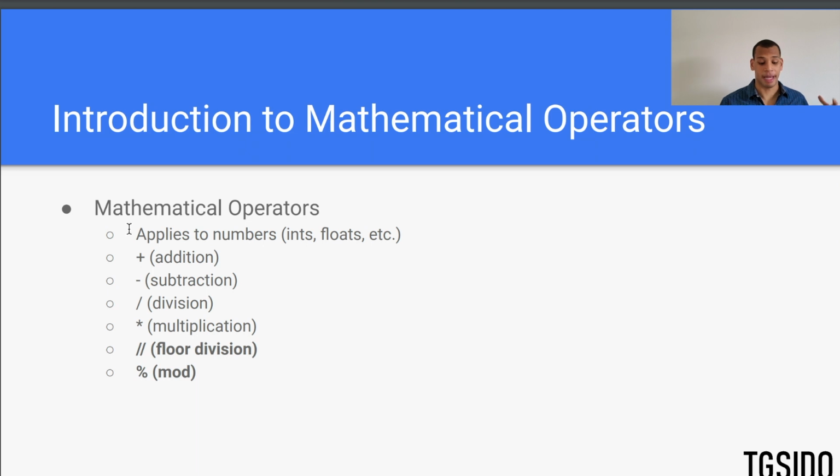So now actually doing something interesting with variables. For mathematical operators, these apply to numbers, ints, floats, etc. We have plus, addition; minus, subtraction; slash, division; star, multiplication; double slash, floor division, which we're going to discuss more; and the percentage sign, which is for mod. This is actually the remainder, and we're also going to discuss that.